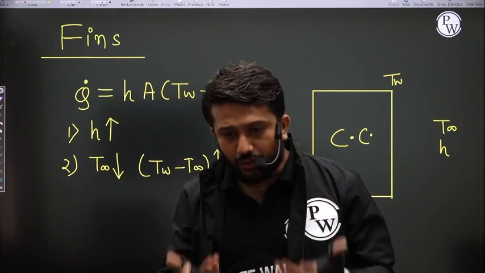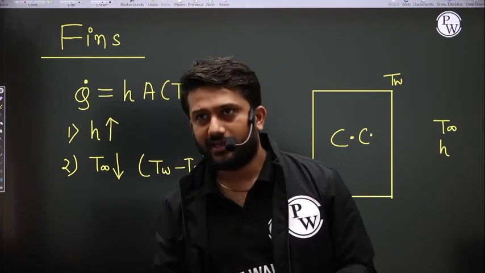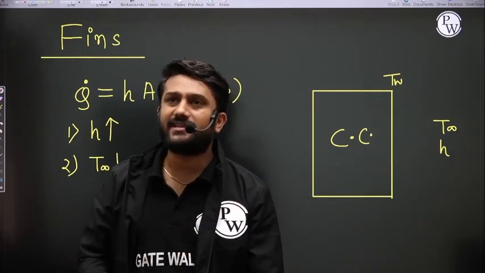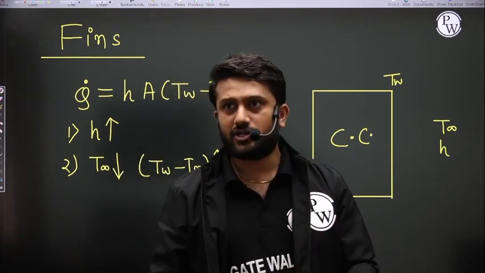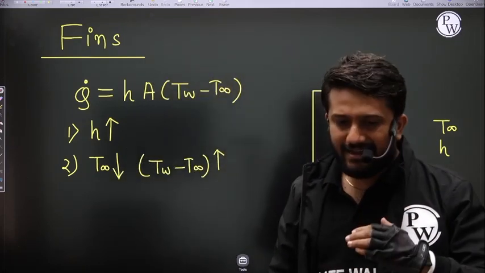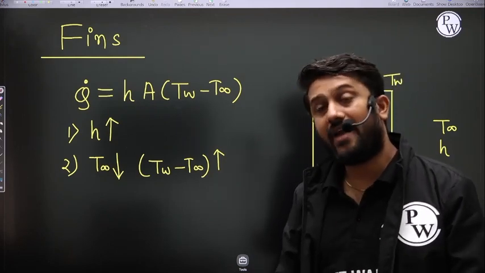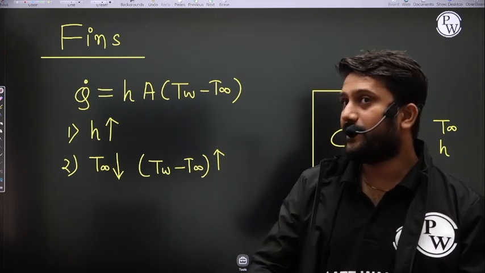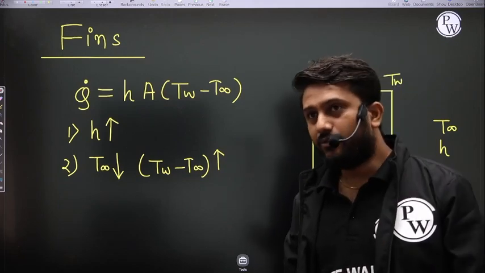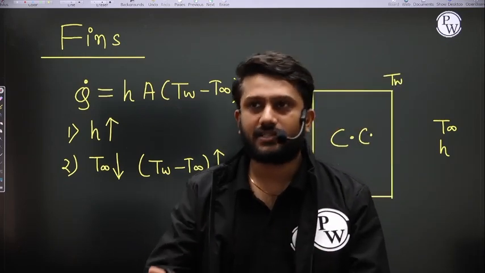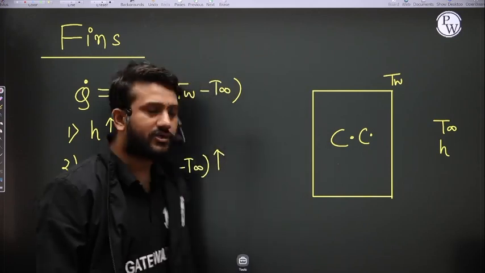So if I want to decrease the room temperature, I am putting some ACs. Because of that air conditioning unit, the T infinity, or I can say the ambient temperature, decreases. If ambient temperature decreases, so TW minus T infinity increases. If TW minus T infinity increases, the rate of heat transfer increases. Is it fine? So this is the second way.